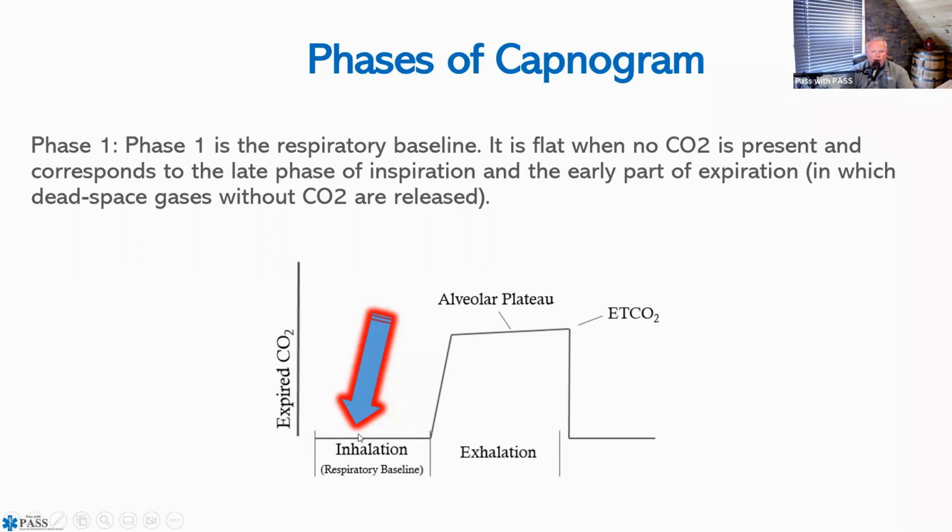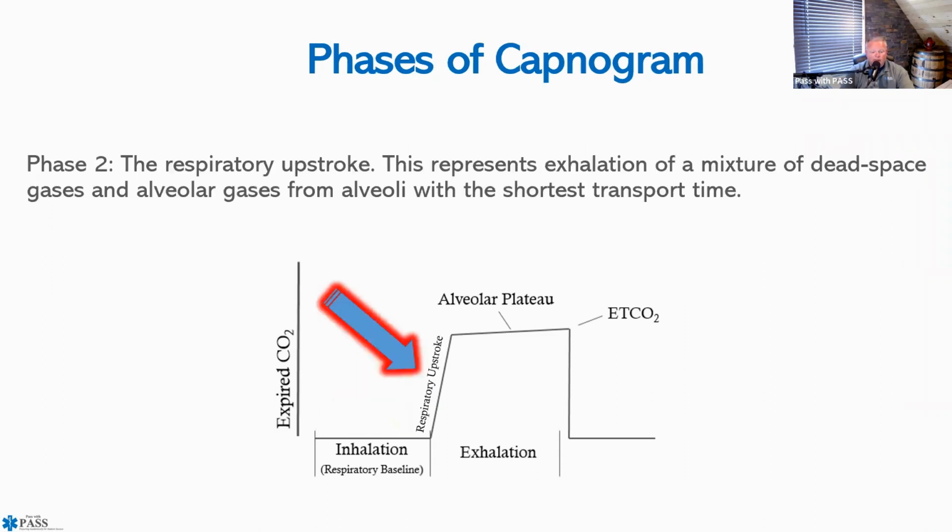And if we draw a parallel between this and an EKG, you would think of this as being the isoelectric line on an EKG. So inhalation is that baseline at the bottom. It is flat when there is no CO2 present and corresponds to late inspiration or early expiration. That makes sense as the patient finishes exhaling and gets ready to take that inhalation breath. Those numbers are obviously going to drop back down to 0 because now we are bringing in oxygen and not CO2. Phase 2 is known as the respiratory upstroke.